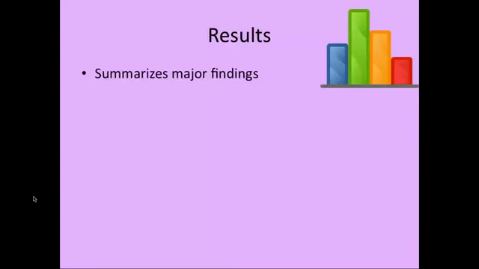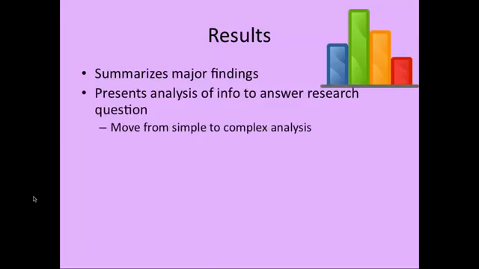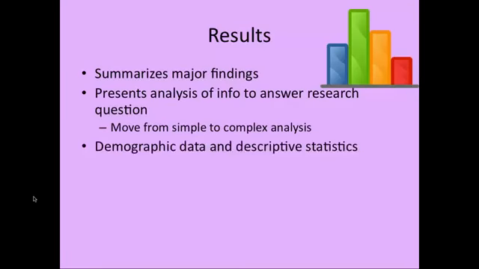Next comes the results section, which summarizes the major findings of the article. So basically what is happening here is that the author is presenting an analysis of information that they gathered that helps answer the research question. And you typically move from simple to complex analyses. So for instance, you might start with demographic data. What are the characteristics of the people in the study? What's the breakdown of age, gender, any other factors that are relevant to the study?